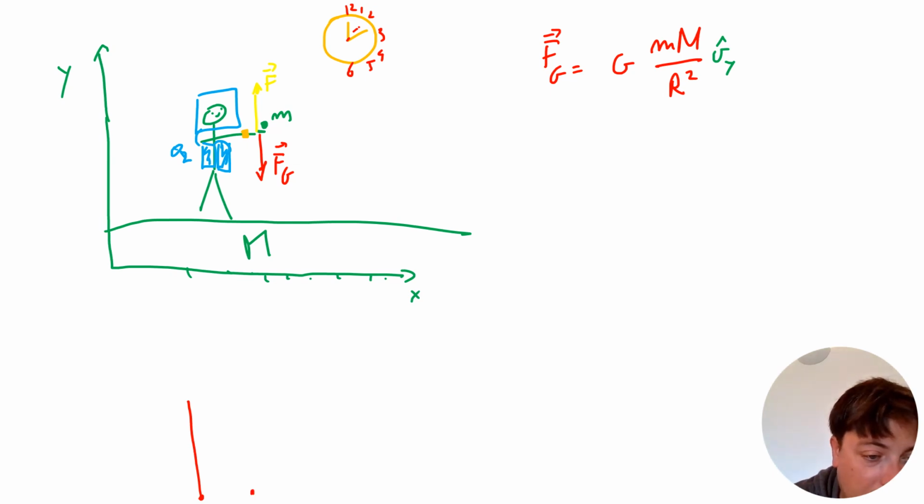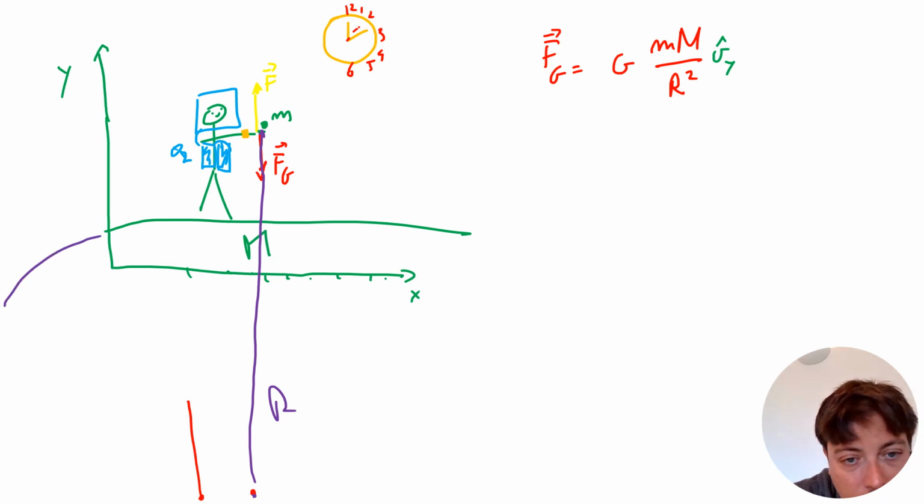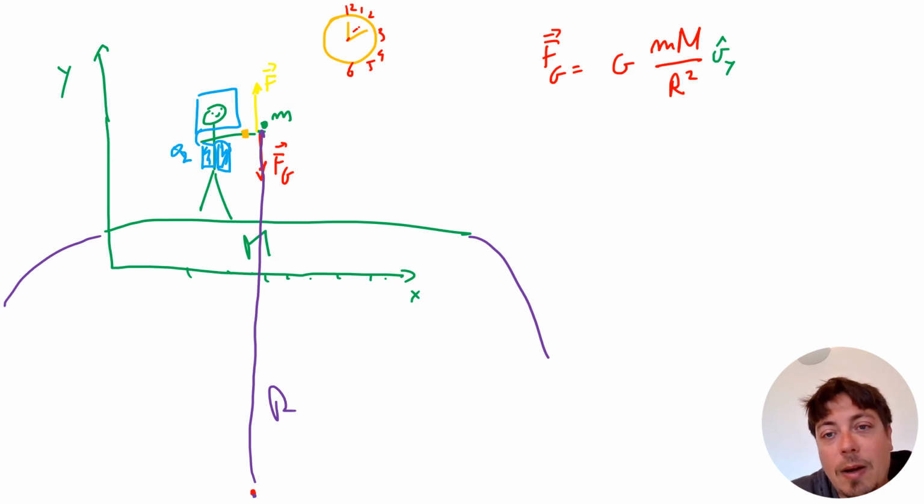So let's make it here with another color. This is R. This is big R. Suppose this is the center of Earth. So Earth is roundish. And then we got R squared. Okay, so now big M is the mass of Earth. We know that. And small m is the mass of the object. And the force is pulling downwards. Okay, so actually there should be a minus, because it's pulling down.